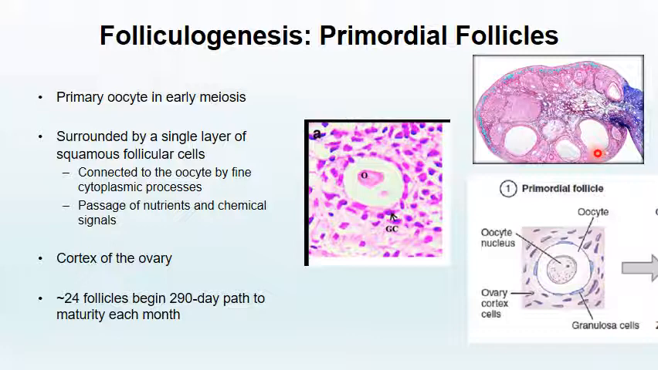Okay, so at birth, we're going to have 1 to 2 million of these primordial follicles. That's going to be an oocyte. That oocyte is a primary oocyte at this point. It has paused at this stage until we recruit it to begin the maturation process. The actual follicular cells are just a single layer of squamous follicular cells surrounding that oocyte.